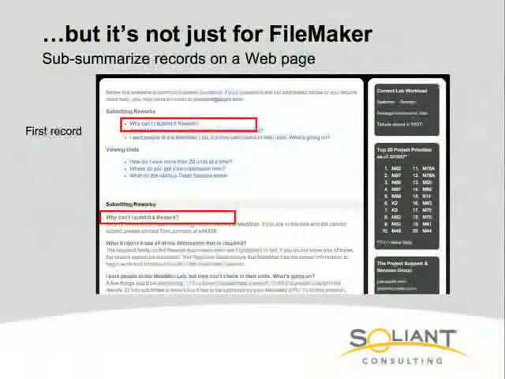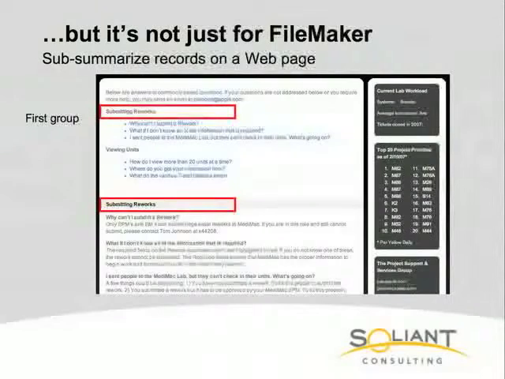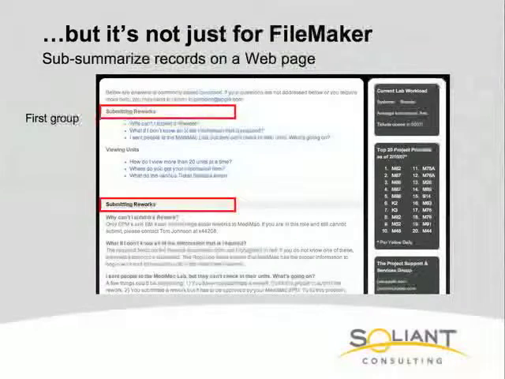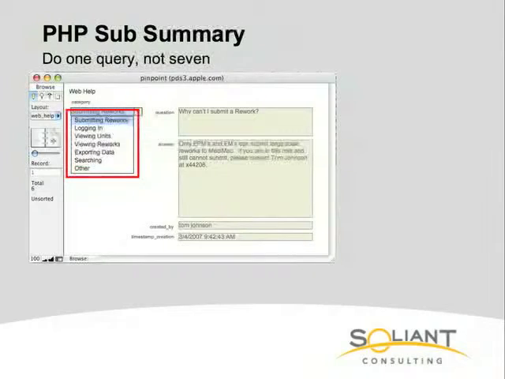But guess what? This is not just for FileMaker. Sub-summarized records can be used for many, many things, and in this example, we want to display FAQ information from a database where we have a question and an answer as a part of the record, and then those are categorized. So the first group is submitting reworks, and here going back to it, we see it the way we want to display it. Here we see it as a drop-down value list on the FAQ record.